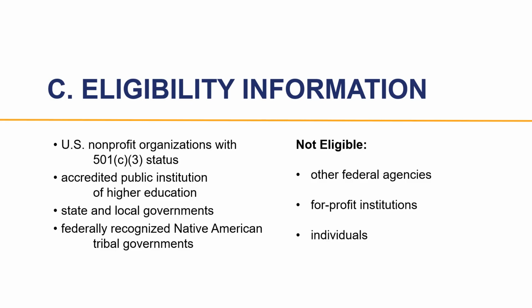As I had mentioned earlier, even though typically we receive applications from colleges and universities, there are other kinds of eligible applicants, including U.S. nonprofits, of course, accredited public or private institutions of higher learning, state and local governments, and federally recognized Native American tribes. What are not eligible, though, are other federal agencies, nonprofit institutions, and individuals. There was a time when this program did support individuals, but we don't do that any longer. Now you must come in through an institution that fits one of these categories.